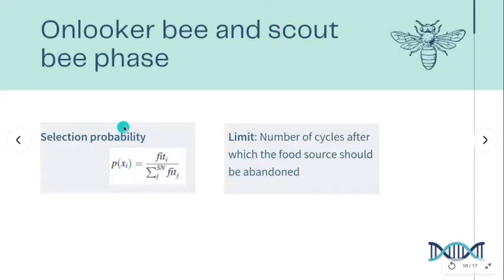So now in the onlooker bee phase, our actual food source is selected by this probability function, which is similar to FPS that we have studied before. So food sources with higher fitness values have a higher chance of being selected. And the scout bee phase is carried out by using a parameter called limit, which is the number of cycles after which the food source should be abandoned, making the corresponding employed bee a scout bee.